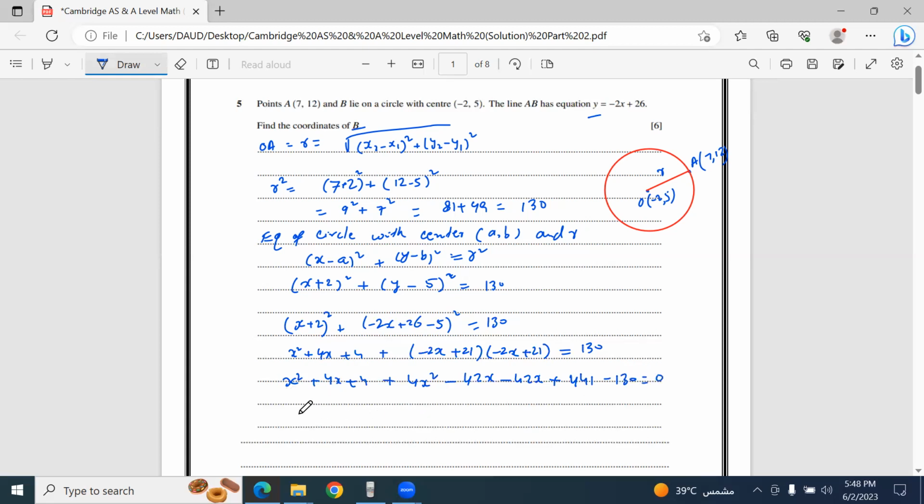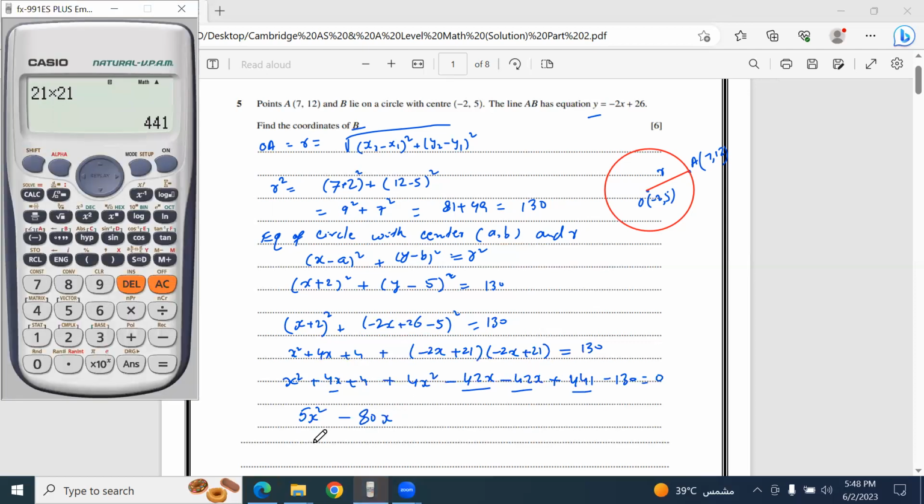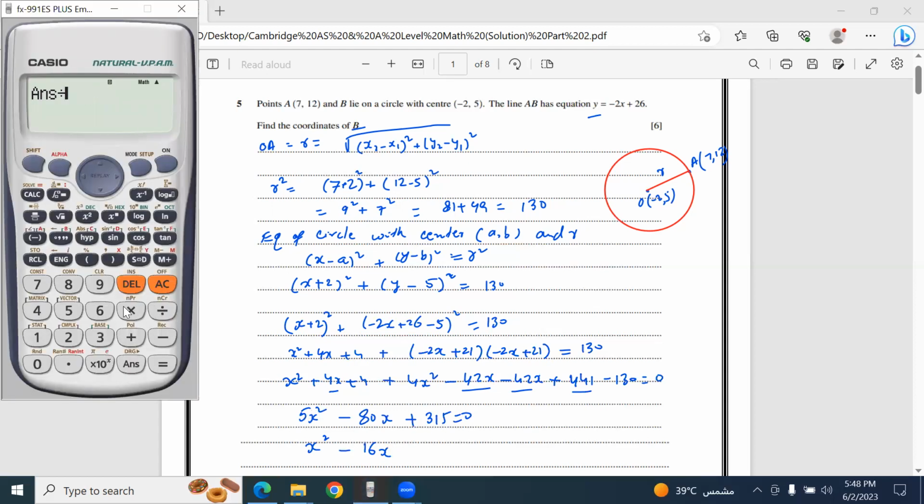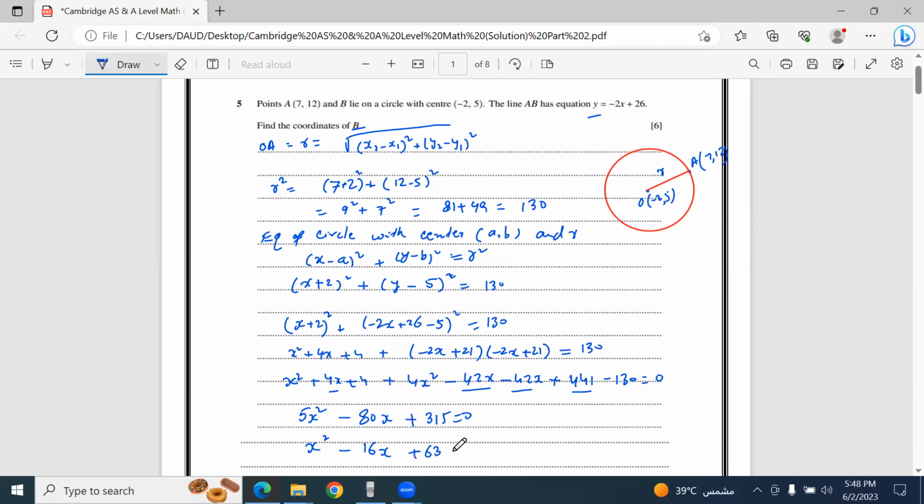x squared plus 4x squared gives us 5x squared, and then 4x minus 42x minus 42x gives us minus 84 plus 4, which gives us minus 80, and plus 441 minus 130 plus 4, it gives us 315, and all are divisible by 5. So x squared, 80 divided by 5 gives us 16, and 315 divided by 5 gives us 63. So we have x squared minus 16x plus 63 is equal to 0.